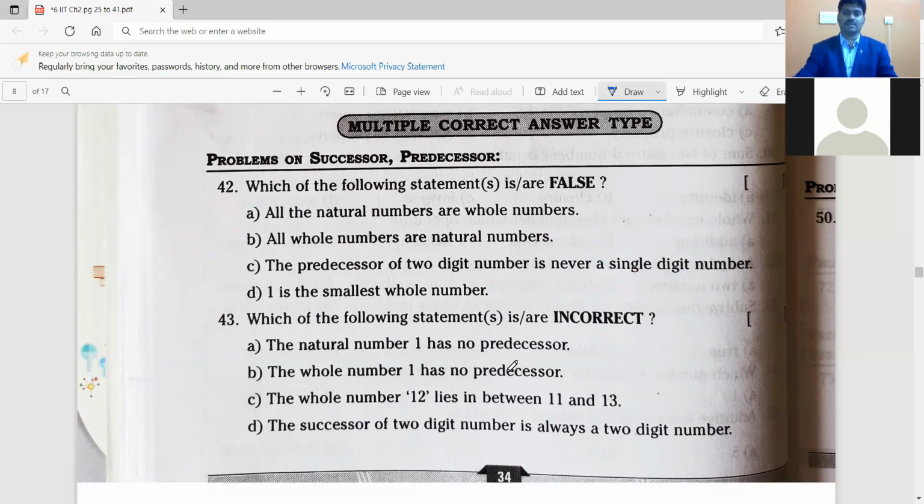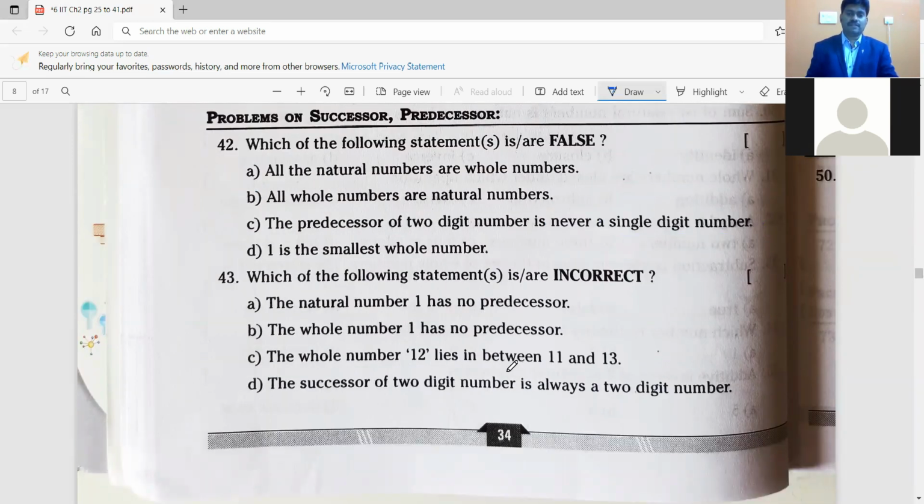Right, next. Which of the following statements are incorrect? Incorrect or false, both are same. The natural number 1 has no predecessor. Yes, it is correct, because if the predecessor is 0, it does not exist in the set of natural numbers. The whole number 1 has no predecessor. It's wrong, because 0 is there and 0 is in the set of whole numbers. The whole number 12 lies in between 11 and 13. Yes, it is correct. 12 will be in the middle of 11 and 13.